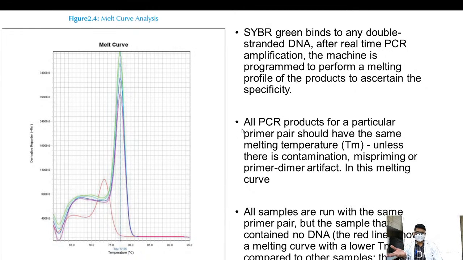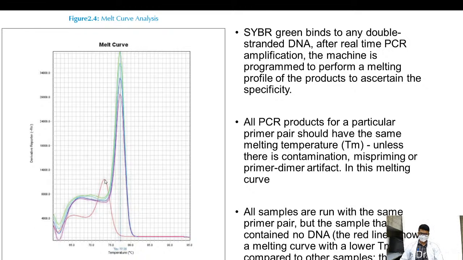What it says is that all PCR products of a particular primer should have the same melting temperature, unless there is a contamination, mispriming or primer dimer artifact. So this is the melting curve, and this mainly indicates the specificity. All the PCR products for a particular primer, that is the target of interest, should have the same melting temperature. Here in this example, we can see a red line. These other lines all belong to the same target.